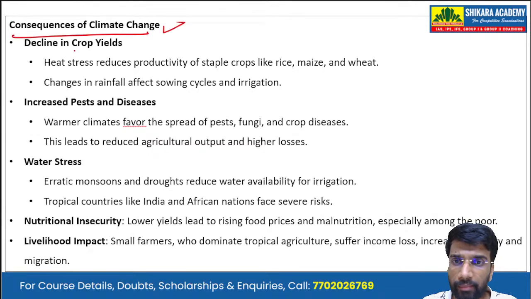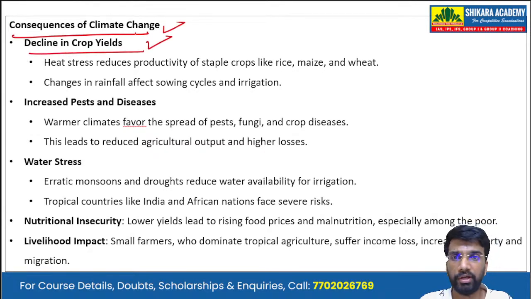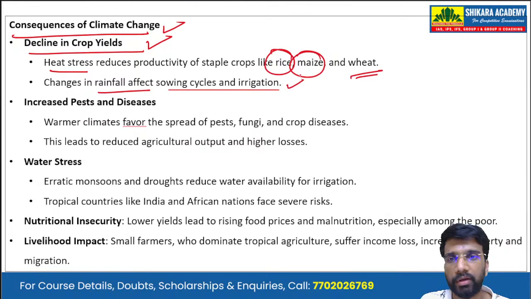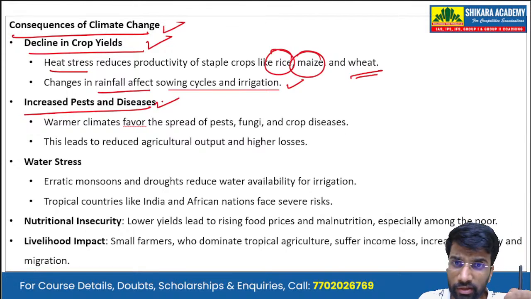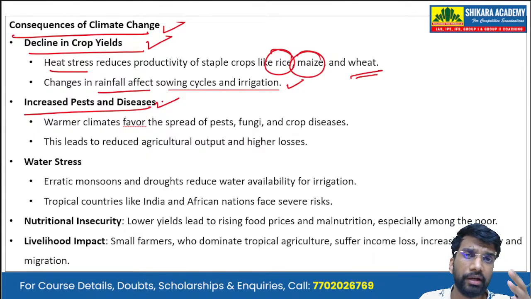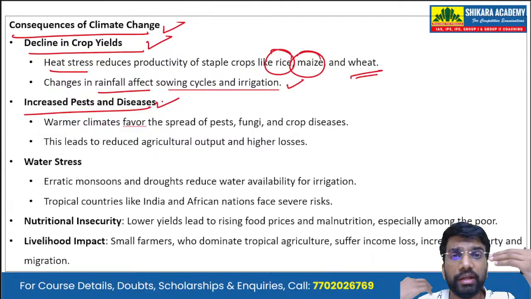Now, the consequences of climate change. First is the decline in crop yields. Heat stress reduces productivity of staple crops like rice, maize, and wheat. Second, changes in rainfall affect the sowing cycles and irrigation. Third, increased pests and disease. So, there is a decline in crop yields because of high temperatures and heat stress. Crops that require a certain range of temperature, if the temperature threshold increases, then the yield and the productivity of such crops come down.